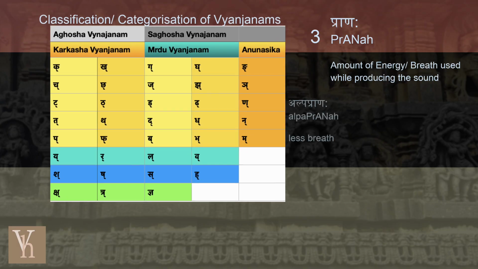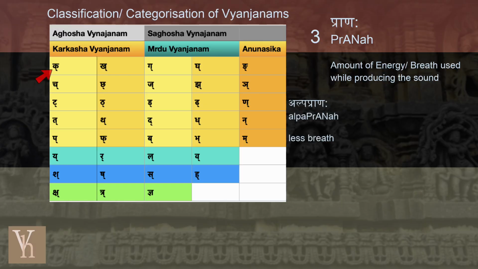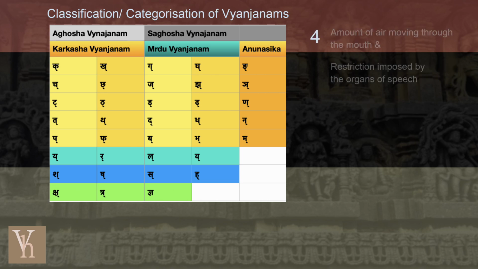Alpa Prana Vyanjanams use less breath. For example, K, T, P. And Mahaprana Vyanjanams use a higher amount of breath, K, T, P. There is a fourth category possible, which is based on the amount of air moving through the mouth while producing that sound, which is defined by the restriction imposed by the organs of speech. There are 3 types listed in this.